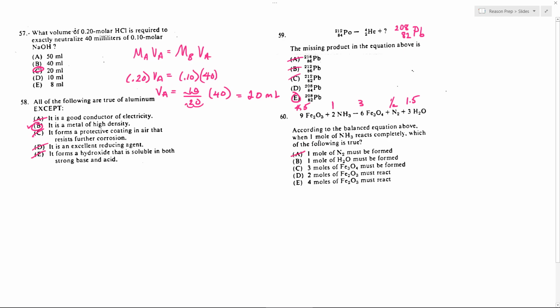So this is false. This is false because we're going to form 1.5 moles. 3 moles of Fe3O4 are formed. That looks good because we do have 3. 2 moles of Fe2O3 must react. No. 4 moles of Fe2O3 must react. No, it's 4.5. So the one that is true is choice C.